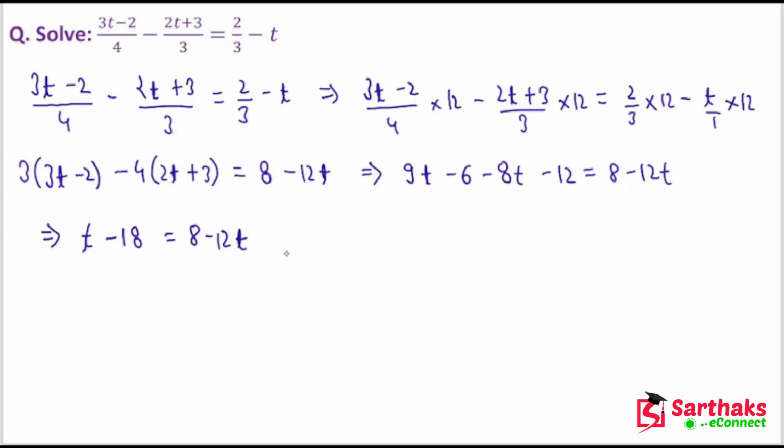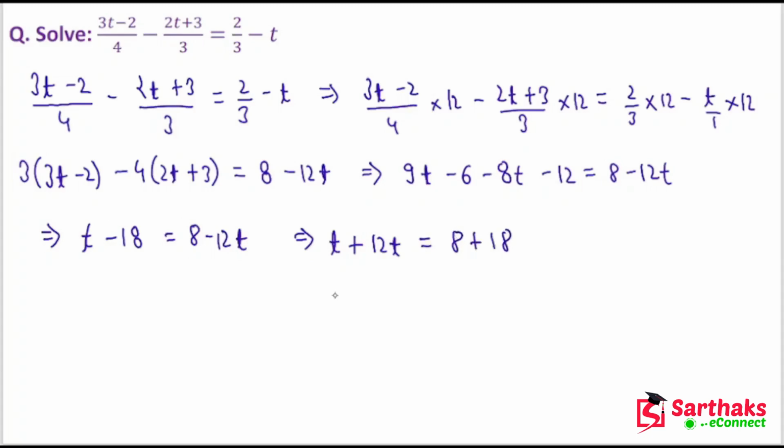So what you can do is, now either you can bring t from LHS to RHS, or you can take minus 12t from RHS to LHS. So let us transpose minus 12t from RHS to LHS. Then minus 12 will become plus, so it will be t plus 12t. And in the same step we can take minus 18 from LHS to RHS. So when we transpose minus 18, it will become plus 18. So we will get 8 plus 18.